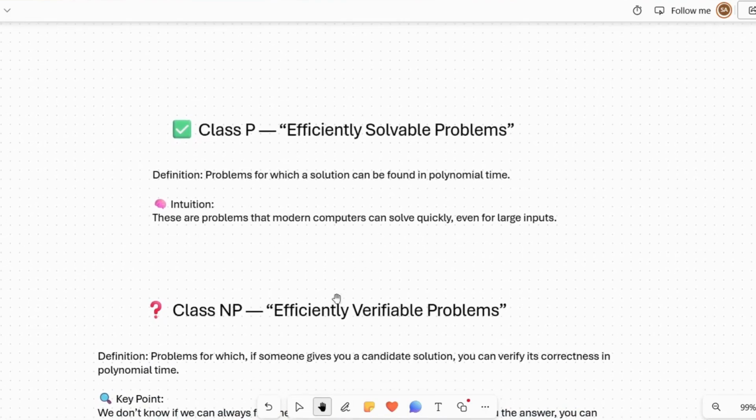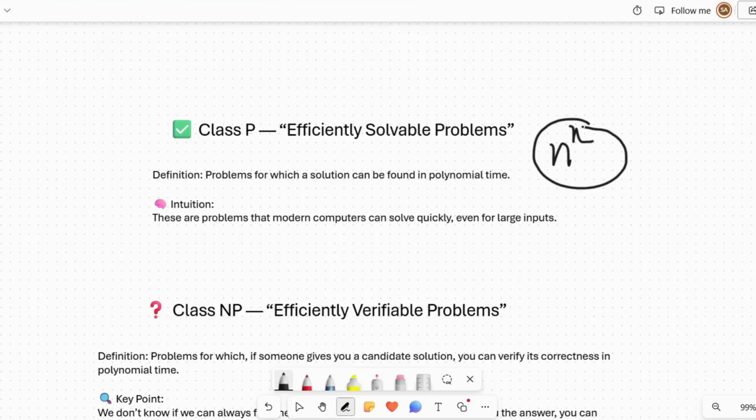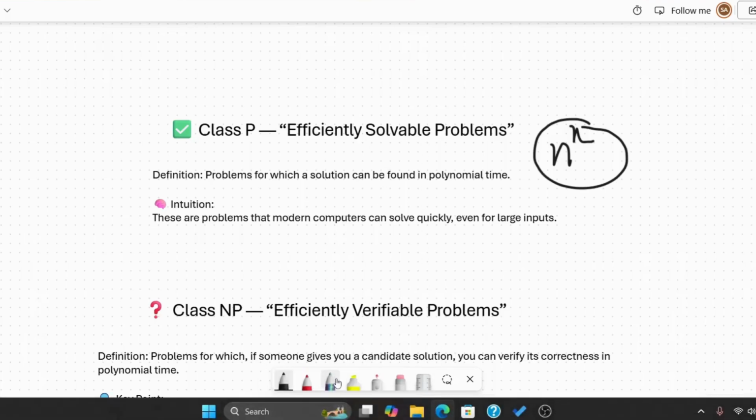Class P. Now let's talk about class P. Problems for which a solution can be found in polynomial time. We already know what polynomial time is, n to the power x. We find the solution in n to the power x time. These are problems that modern computers can solve quickly even for large input. I already talked about that in the previous table.